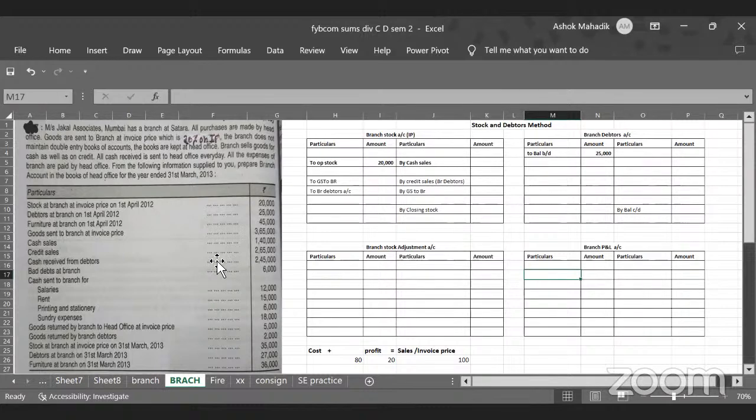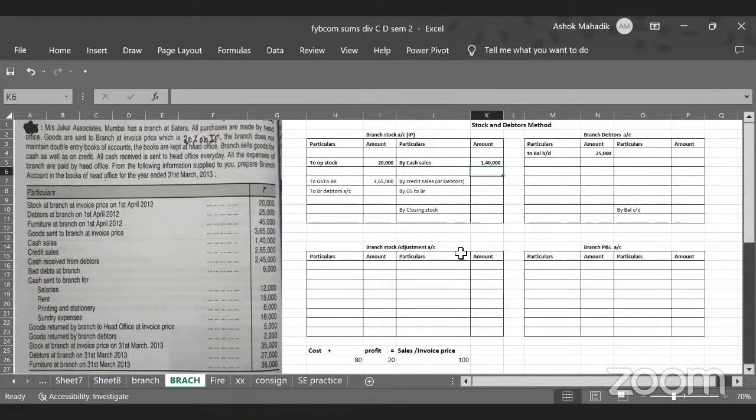Next, goods sent to branch at invoice price. Goods are coming in, so it will be on the debit side. I have already written there, to goods sent to branch by head office. Amount is 3,65,000. Next, cash sales. Stock is going out, so which side? Credit side. What is the amount? 1,40,000. We don't have a cash account, so we need not use the second effect of this.